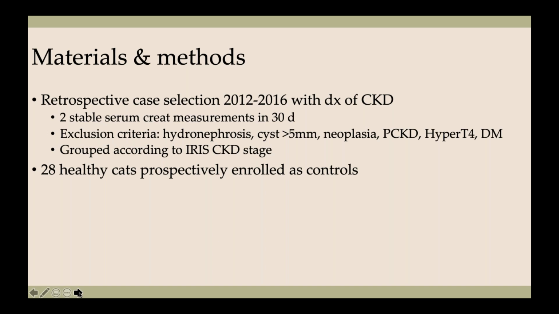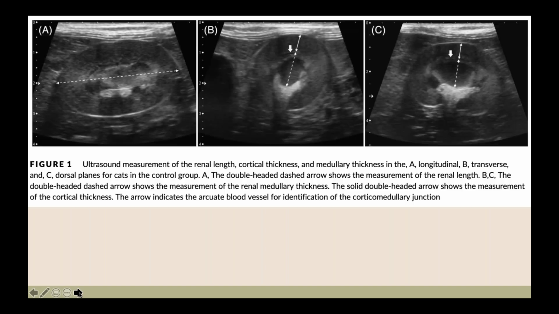I'm guessing they did that because maybe they thought it was going to expand the cortical length, which they don't explain, but if that's the reason, that's fair. They grouped them according to IRIS stages. They did have 28 healthy cats prospectively enrolled as controls, which I have a bit of a problem with. This is how they measured things. They looked at the length on a sagittal view, and then they looked at the cortical and medullary length. They used the arcuate arteries as their point of differentiation between the cortex and the medulla.